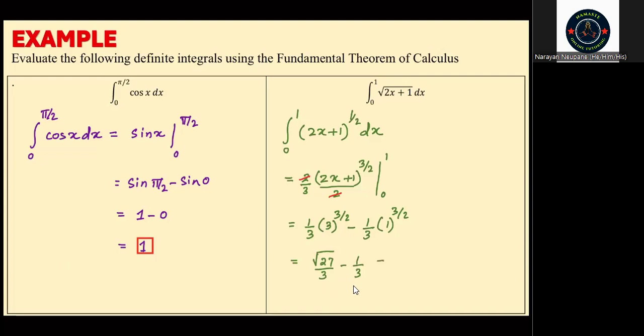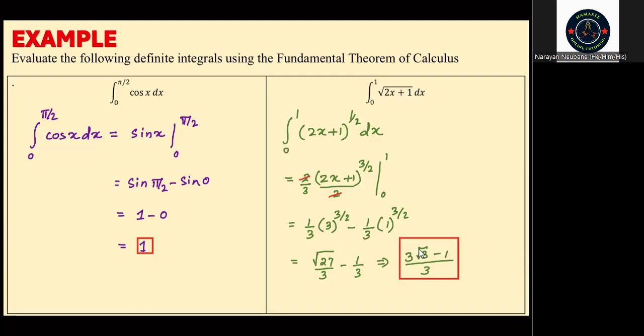We have a common denominator of 3. So I can write my final answer here. Common denominator 3, which is already there. Square root of 27 is 3 root 3. And then we have minus 1. So that is the value of the definite integral. Remember the technique. In this one, we have a composite function with the inside function linear. So if you have a composite function with inside function linear, we can use the reverse chain rule to evaluate the integral. That's what we did here.